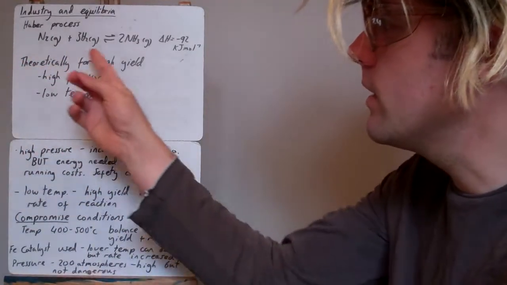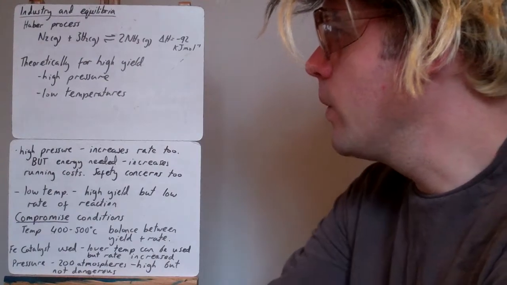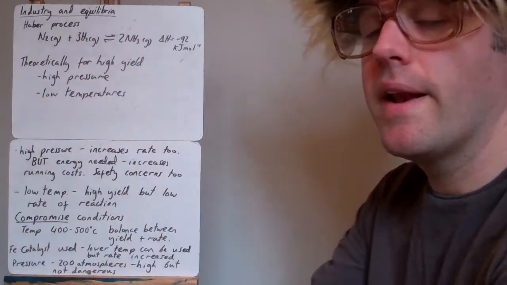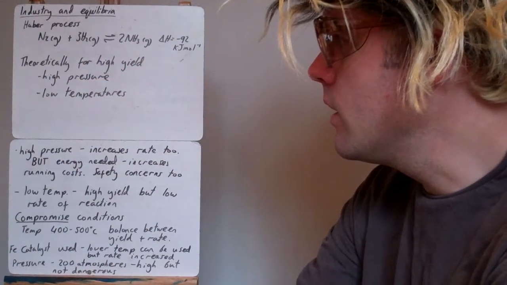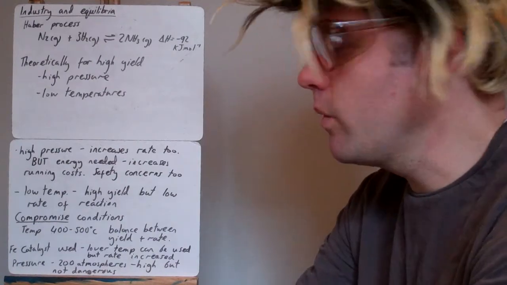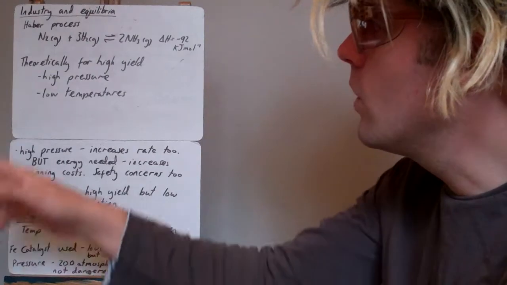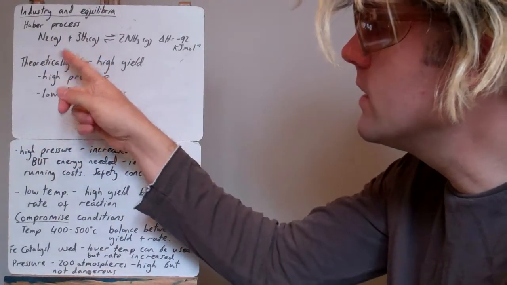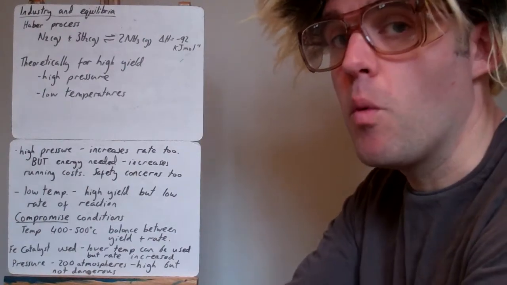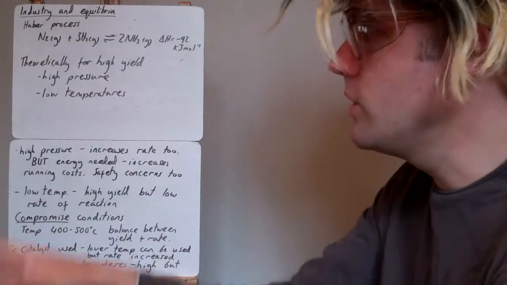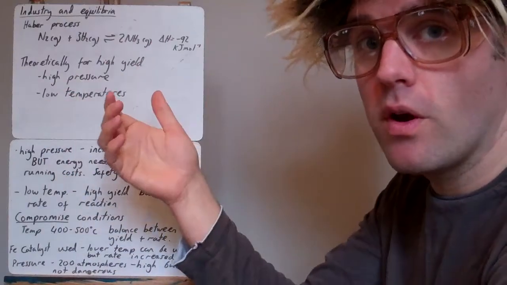So here we've got the old classic, the Haber process. We want to increase the yield of NH3, ammonia. Now theoretically, look at what we've looked at before, a high pressure would increase the yield because we have 4 moles of gas here and 2 here. So if we increase the pressure, the position of equilibrium will move to the side with fewer moles of gas, which in this case will be to the right.